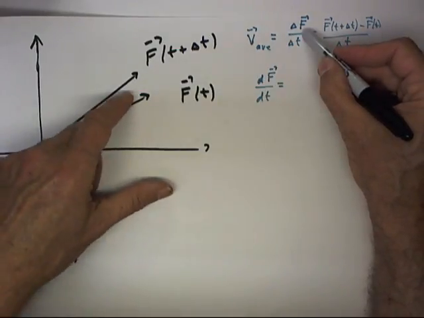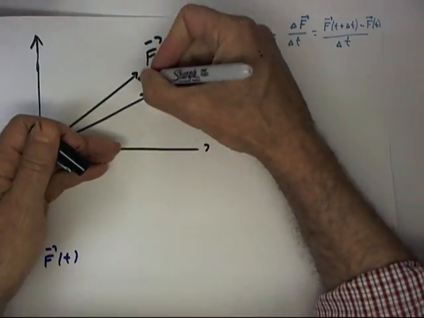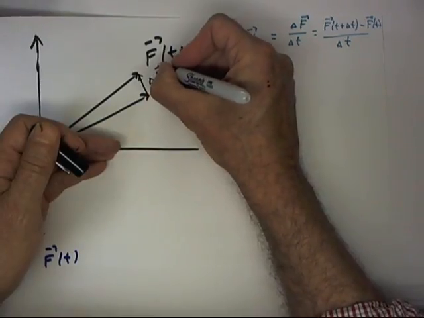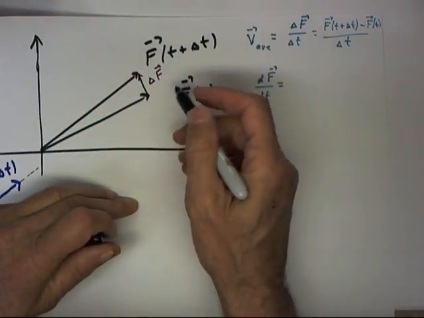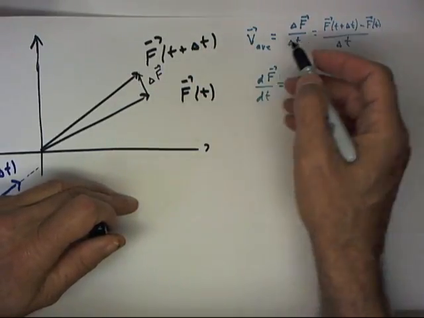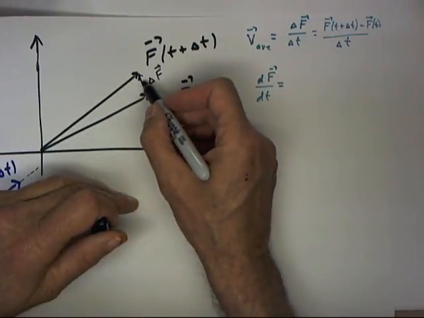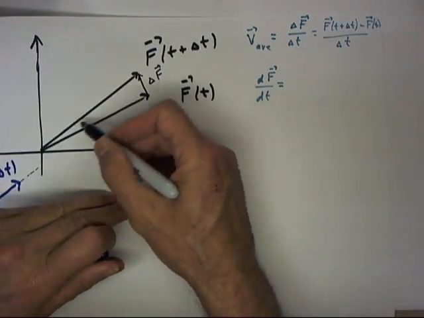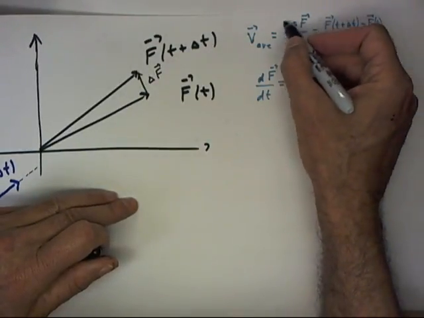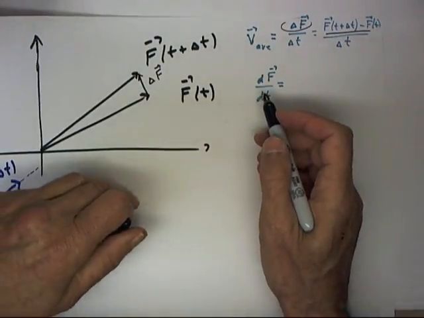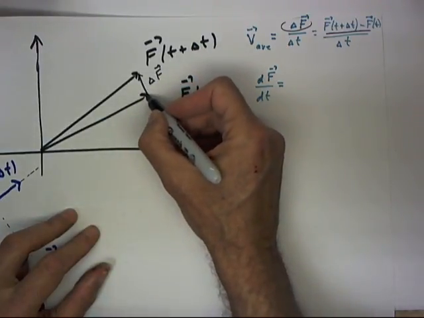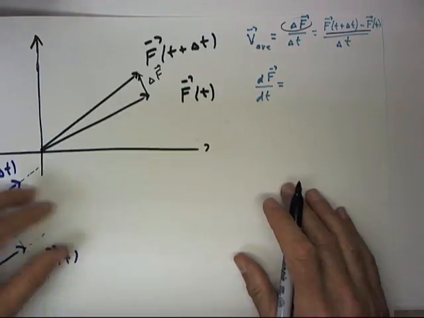Now, delta f, in this case, is just going to be the vector from the tip of f to the tip of f of t plus delta t. That's the change in the vector function. And that's, of course, what we get if we subtract f of t from f of t plus delta t. So our delta f is just this difference. It's the difference from this vector to this vector, and that's the vector from the tip of the first to the tip of the second.